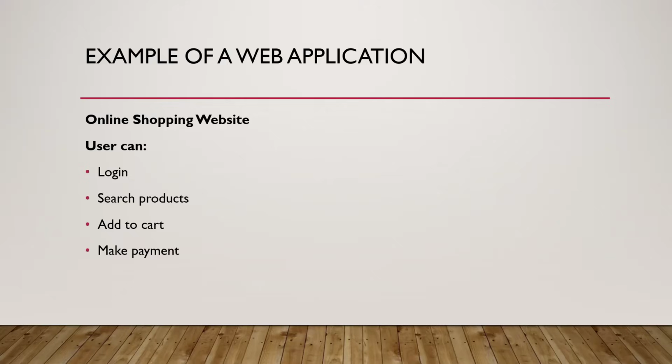Some examples for web application. Here I'm showing the example of an online shopping website. Usually on an online shopping website, we log in to the application and search for the product. If we like that product, we can add it to the cart and make the payment. The product is then placed as an order and we receive it. So this is the process we follow for an online shopping website.